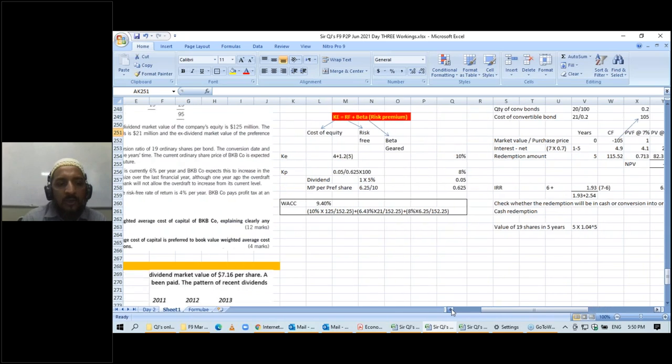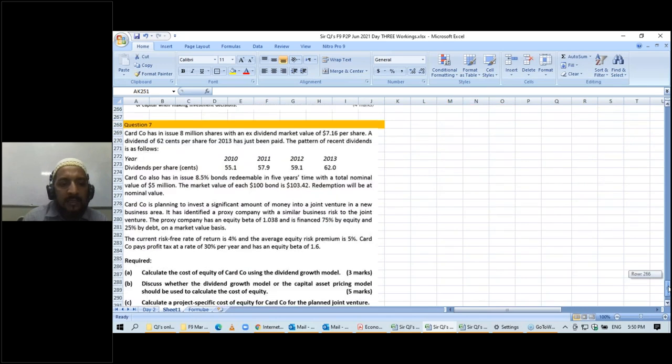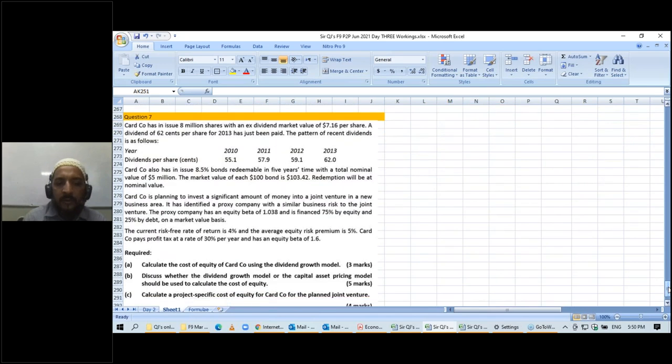Okay. So now moving on to the next question, Card company. This is a question which is based on calculating project specific cost of equity. Please go through this question.